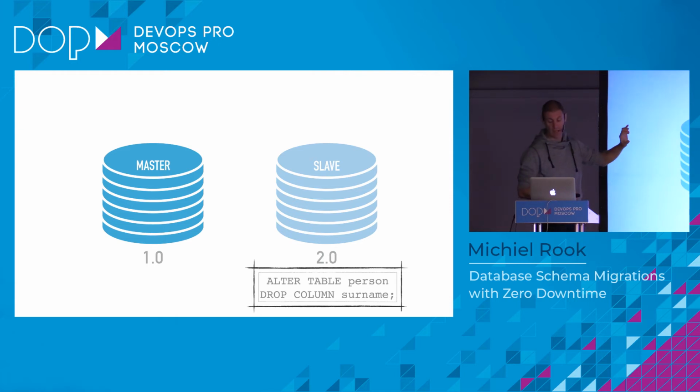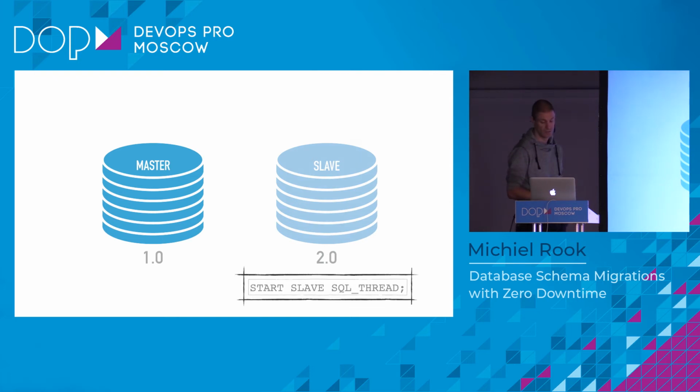This only works, by the way, if you do statement-based replication, in MySQL at least, not row-based. Because with statement-based replication, MySQL will actually figure out that in this version, if you see a statement with surname still, it will actually drop it on the slave. Row-based, not so much. And then we start the slave synchronization thread again, and we let the slave catch up to the master. And this will work even though we have surname removed from this slave. It will still work because it's statement-based replication.